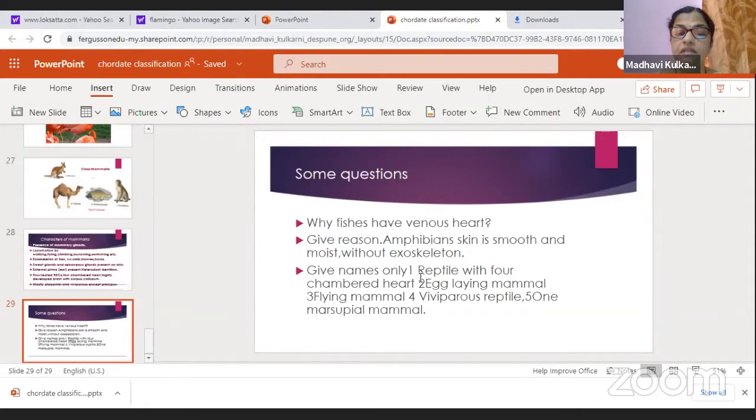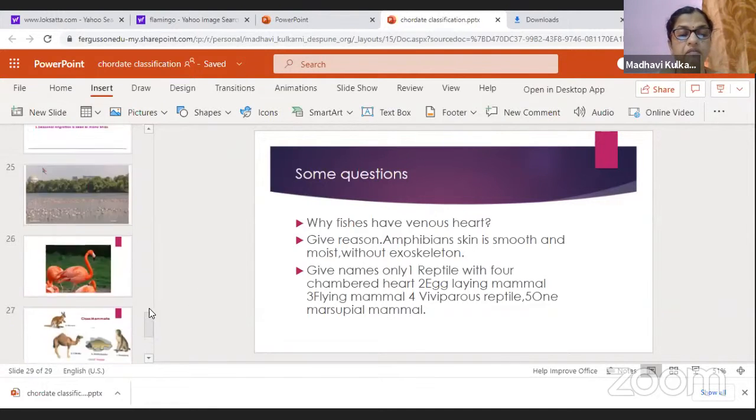Then the last one, answer in one sentence. The reptile with a four-chambered heart, the exceptional reptile, is the crocodile. Egg-laying mammal: the platypus. Flying mammal: bat. Viviparous reptile: viper. In the viper, the young ones are born from the female's body, and it is not laying eggs, so this name is given in your textbook. One marsupial animal, having a pouch: the kangaroo, which has a pouch for the development of the immature young one that it gives birth to.